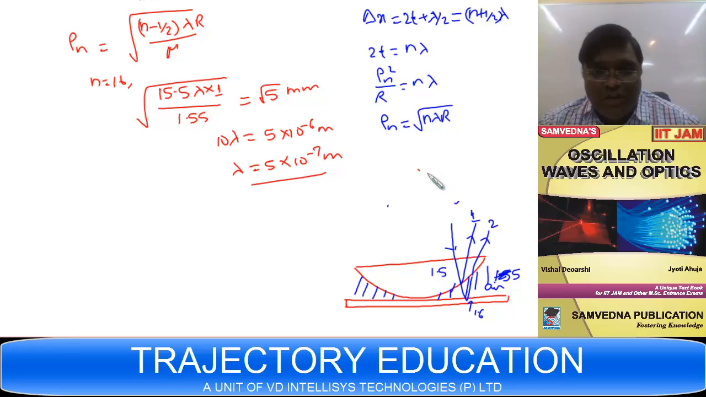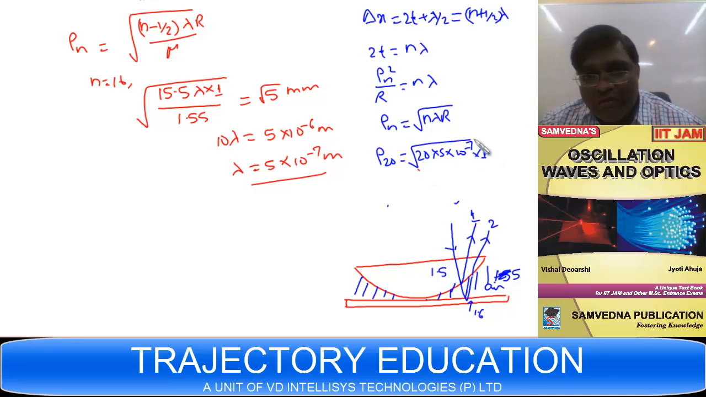Now they are asking me the radius of the 20th dark ring. n equal to 0 will correspond to a dark spot over here, n equal to 1 will correspond to the first dark ring. So just put n equals 20. That will give you the radius of the 20th dark ring. And lambda is 5 into 10 to the power minus 7, into 1. So it will come out to be root 10 millimeters, right? So root 10 millimeters.